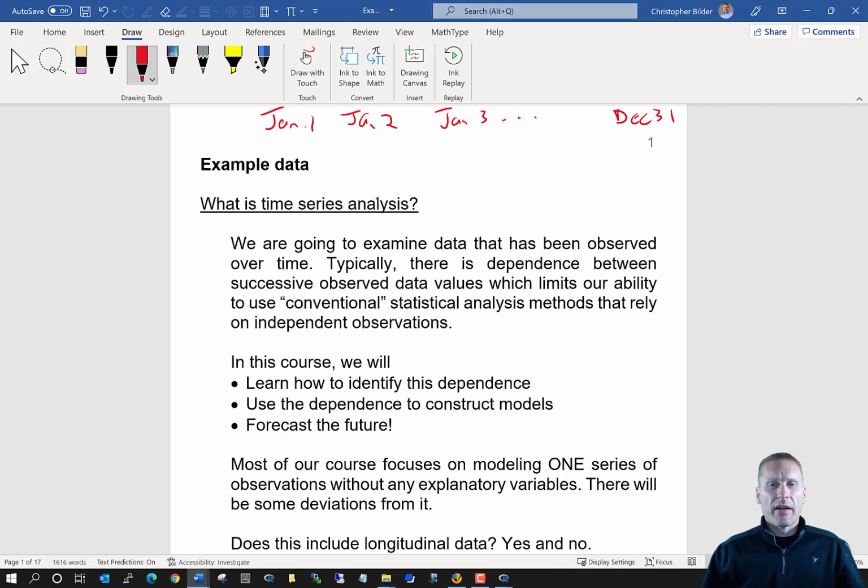There's other kinds of financial or business-related data as well. Maybe, for example, well, how many customers does Starbucks have on January 1st at a particular location? How many customers on January 2nd? How many customers on January 3rd at that same location? So again, we have a series of data observations collected over time.